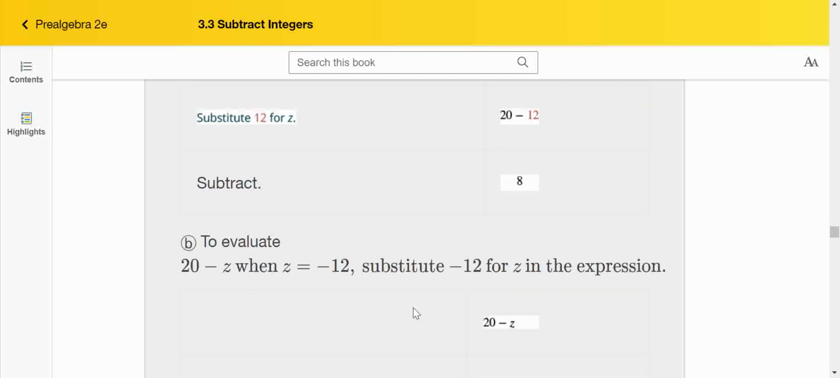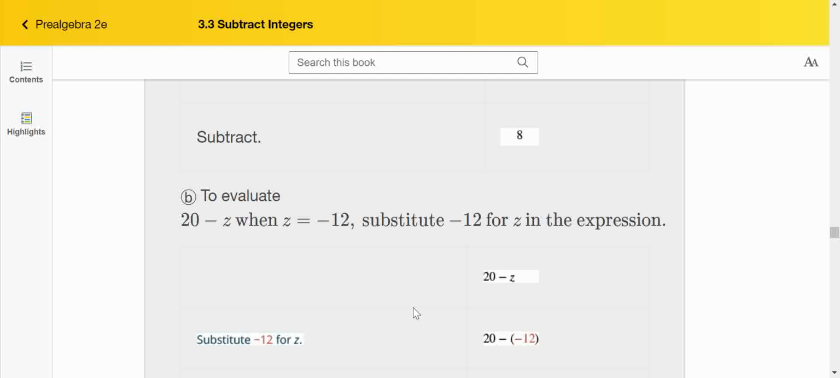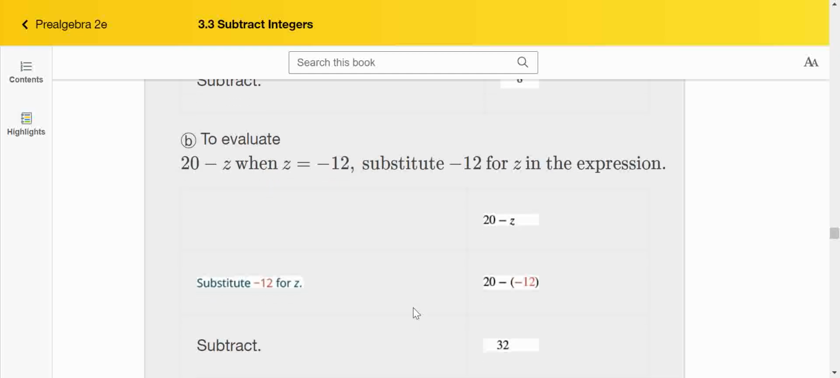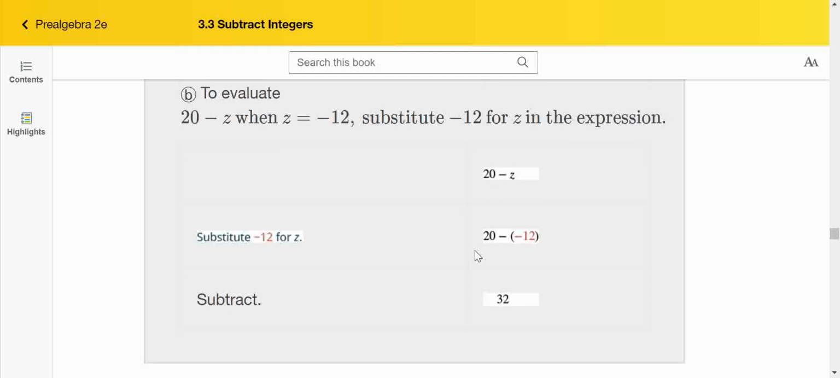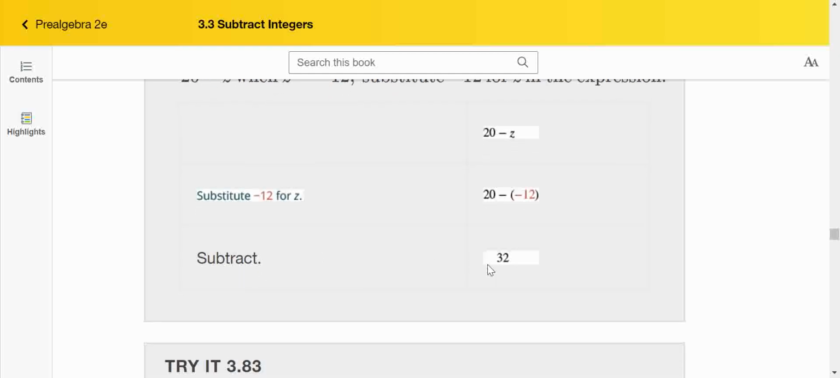B. To evaluate 20 minus z, when z is equal to minus 12, substitute minus 12 for z in the expression. You'll notice that's similar directions. The difference is the parentheses where the z was. What helps me is anytime you see a variable, put a parentheses there and put the value that you want to substitute into that parentheses. And when you subtract, you get positive 32.